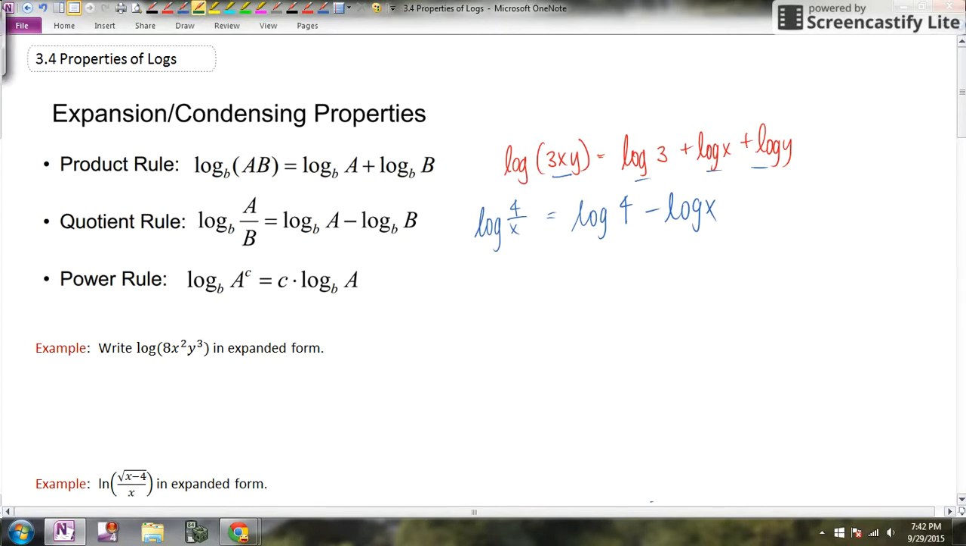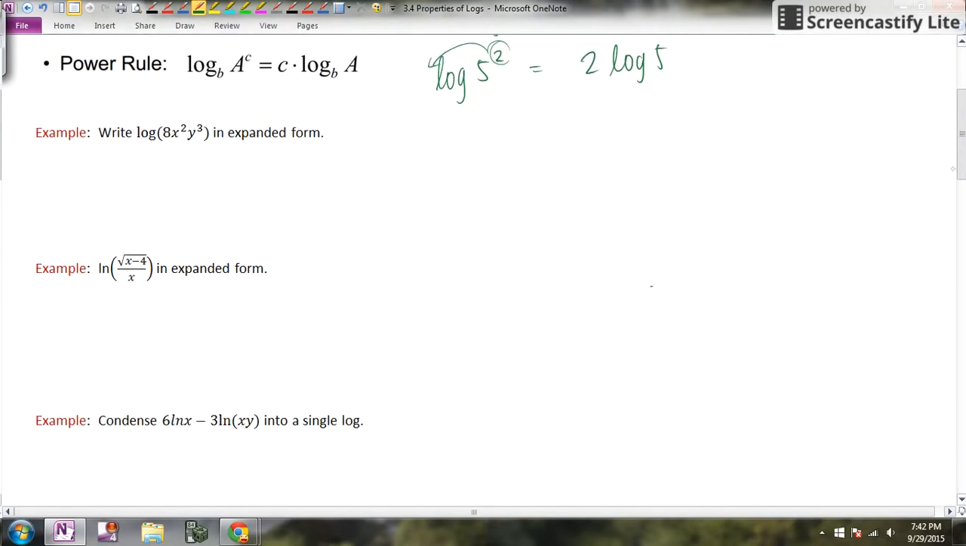And last but not least, everybody's favorite, the power rule, and the most helpful rule probably ever, is that if you have an exponent, you can bring that exponent out in front of the word log. Super nice to have. So with those 3 properties, and Miss Avila and I telling you how important they are, I want you to now do these 3 examples.